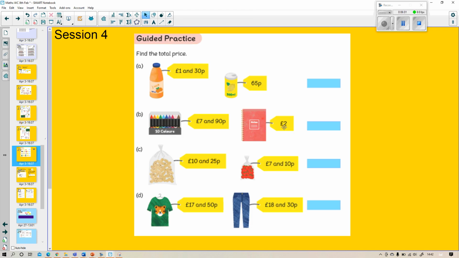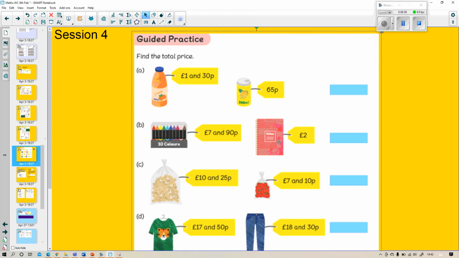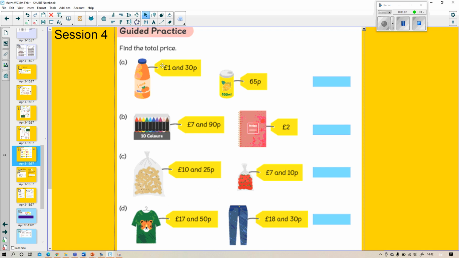Right, next page. Okay, we're finding some totals here. We're adding some totals together. Orange juice and a lemon can for the first one. Right then, let's have a go at this one. Get my colour out again. I've got my £1. I've got my 30 pence. £1.30 for the orange. And I've got 65 pence.